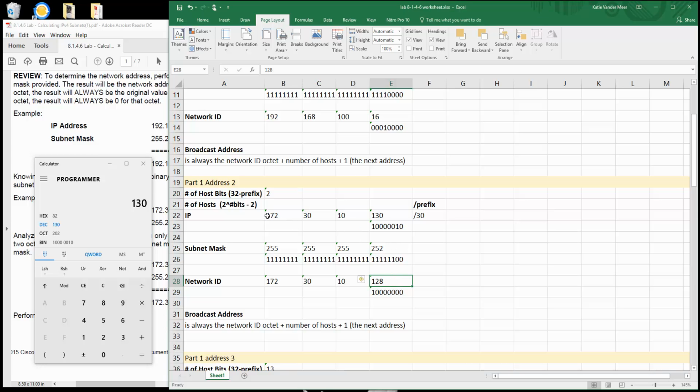Okay, you see how we're figuring all of this out just by looking at that prefix. Then from there we can say how many are in the host, how many are in the network, what is our subnet mask. We're figuring out a lot of stuff.